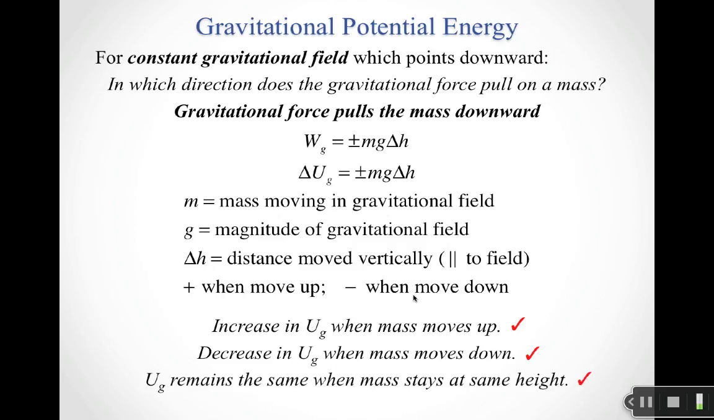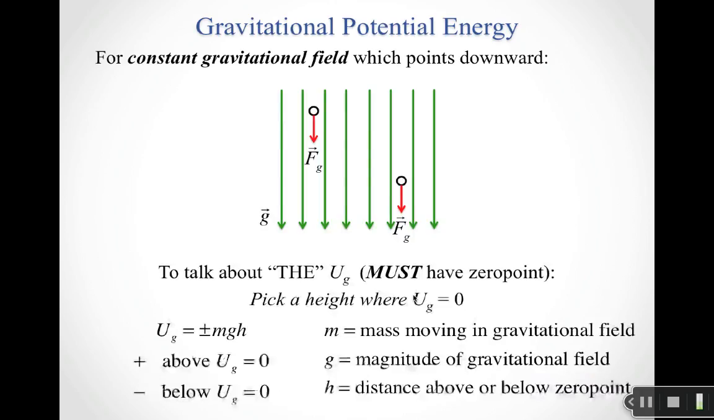So we've built in our definitions here that say that if our mass moves up, we're going to use the positive sign. If our mass moves down, we're going to use the negative sign. And if our mass remains at the same height, then again, delta h is 0, so our change in gravitational potential energy is 0.